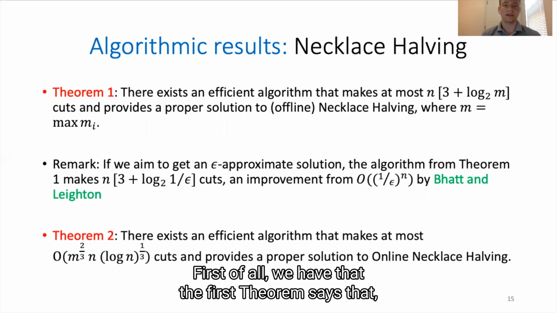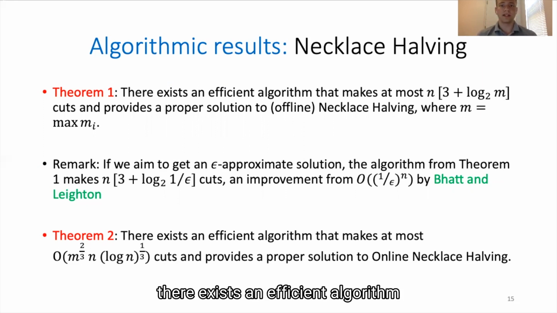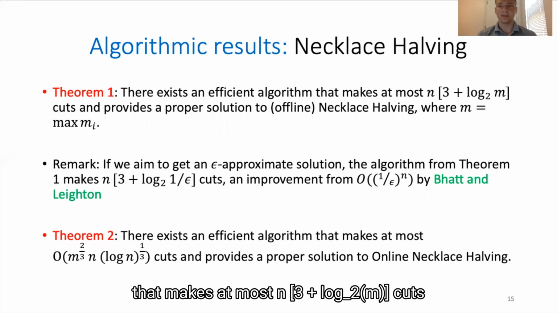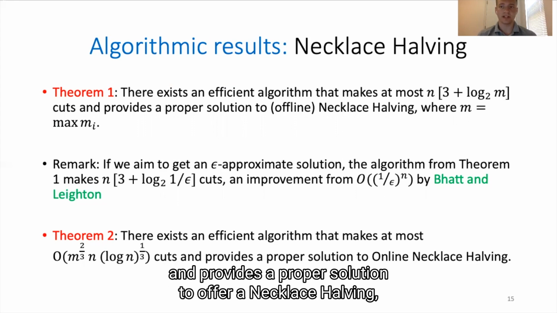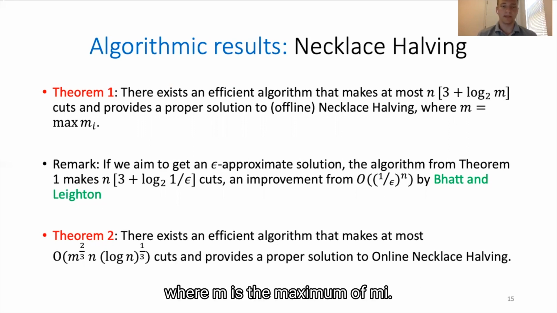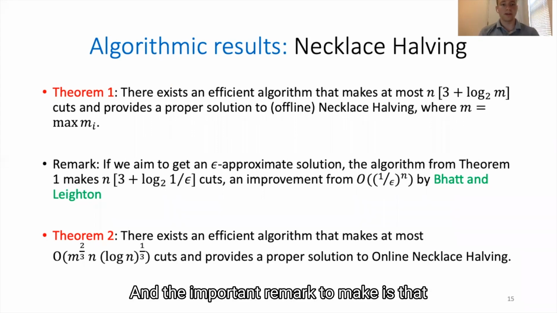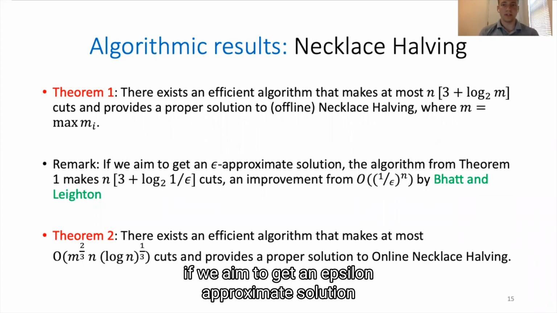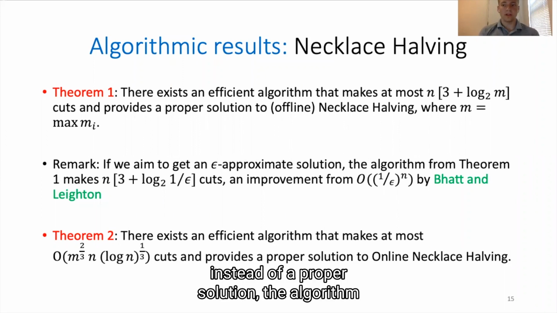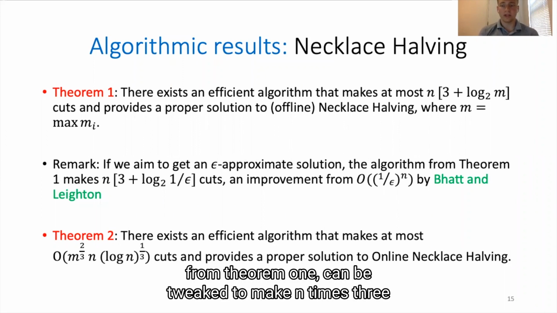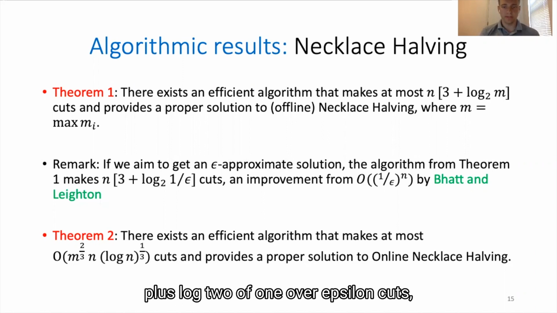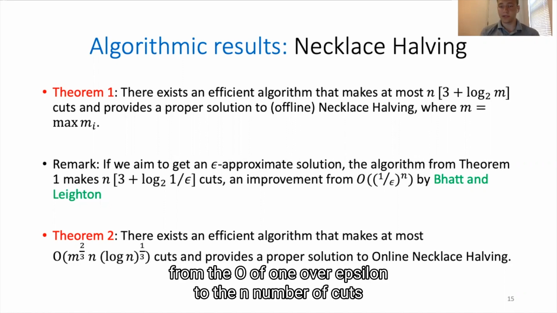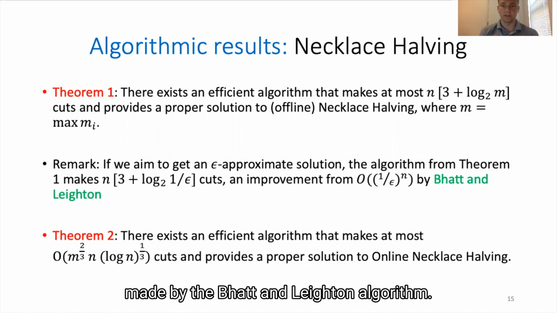First of all, the first theorem says that there exists an efficient algorithm that makes at most n times 3 plus log 2 of m cuts and provides a proper solution to offline necklace halving, where m is the maximum of mi. And an important remark is that if we aim to get an epsilon approximate solution instead of a proper solution, the algorithm from theorem 1 can be tweaked to make n times 3 plus log 2 of 1 over epsilon cuts, which is a considerable improvement from the O of 1 over epsilon to the n number of cuts made by the Bath and Layton algorithm.